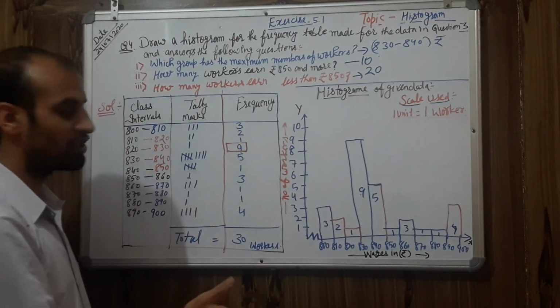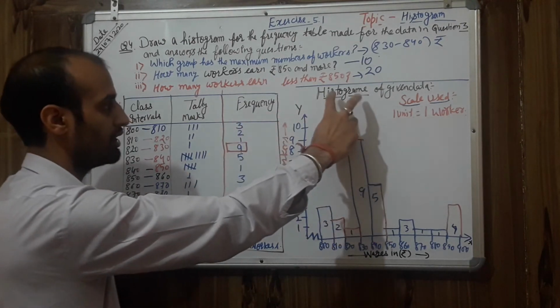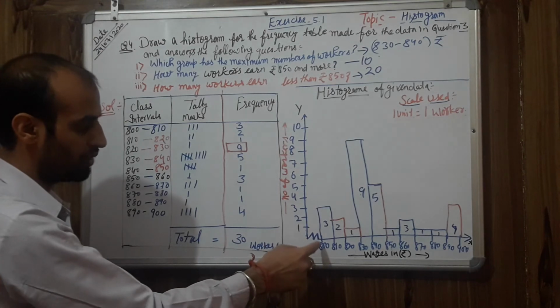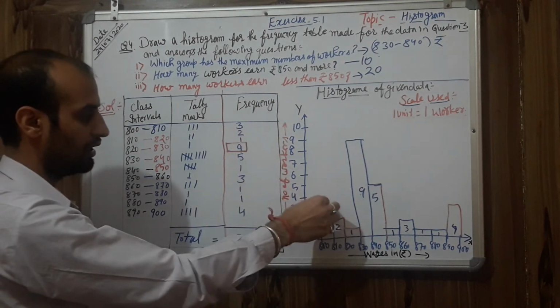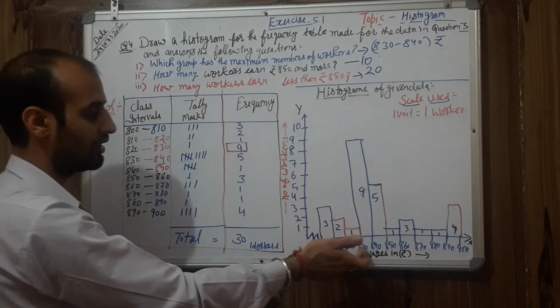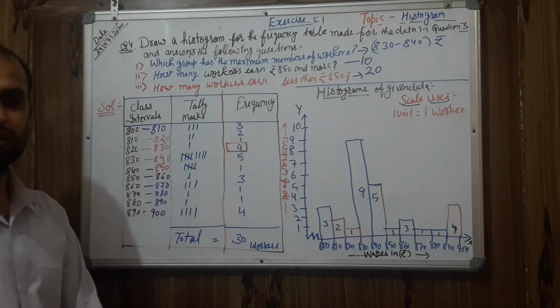In this way, when you start drawing a bar graph in the form of a histogram, start as usual: 800 to 810 we have 3, so make it up to 3. Like 830 to 840 is 9, so take it up to 9, and join all. In this way you can draw a histogram.